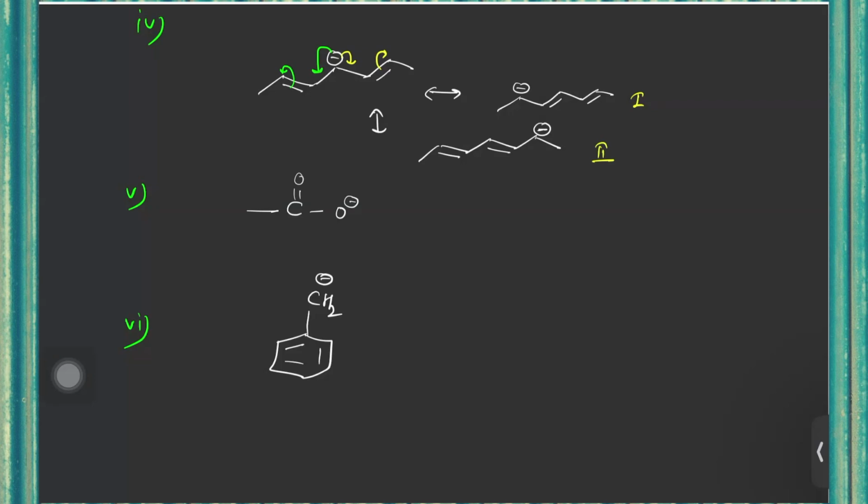Okay, so the fifth one is very easy. What will happen? This negative charge will go here and this existing pi bond will break. So you will be having RSH O minus, then double bond O. Got it, no? Yes, sir. Did you make the same only? Yes, sir.